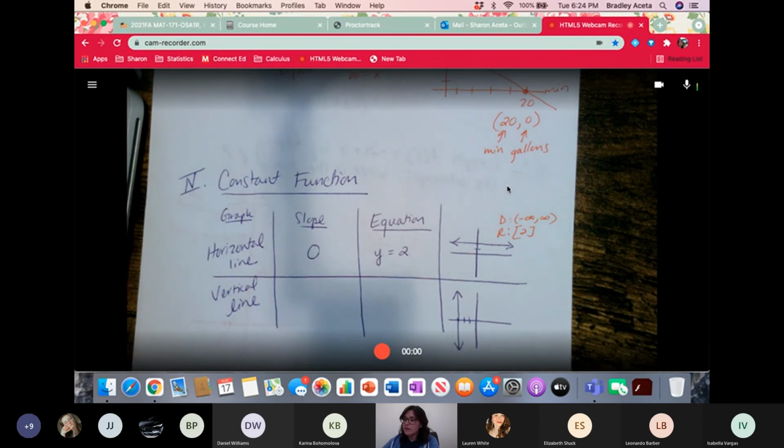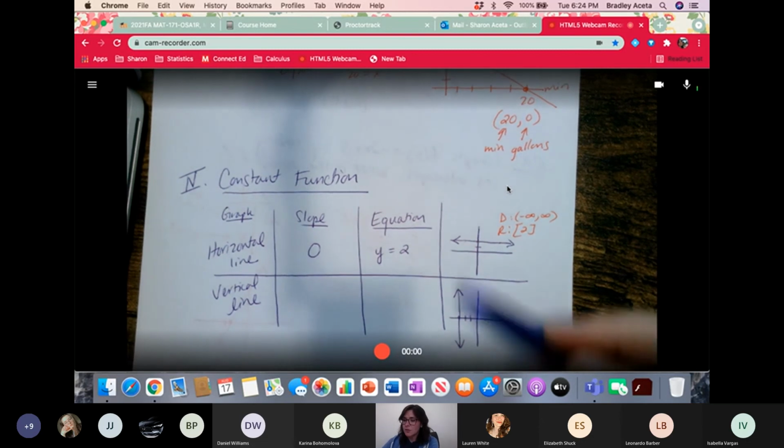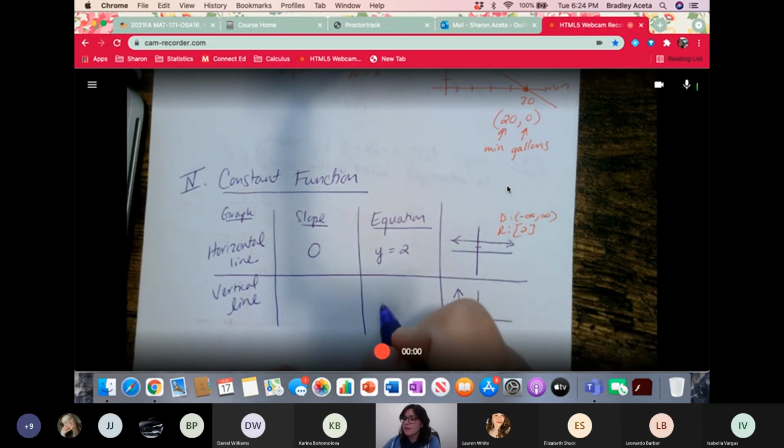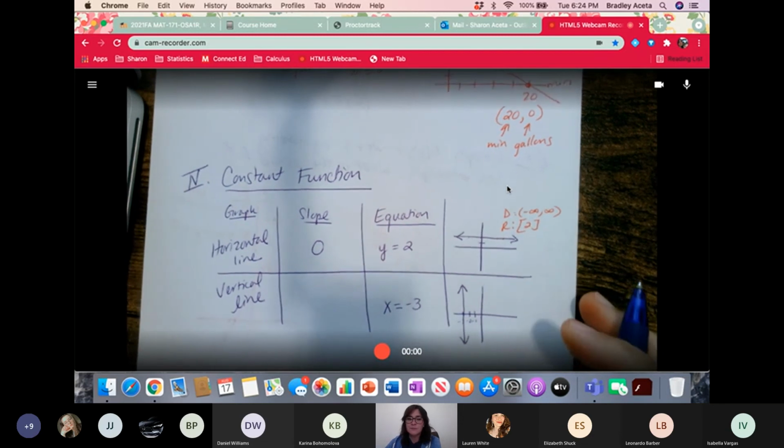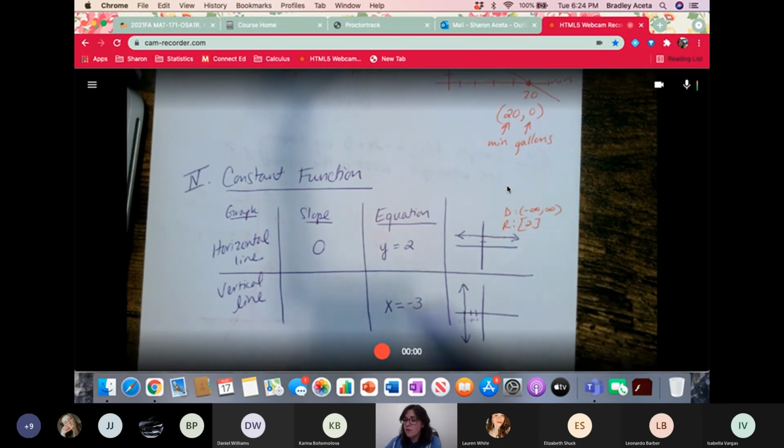And the vertical line, all vertical lines, all straight up and down lines, are written as x equals a number. X equals what? Well, this would be -1, -2, -3 on the x. So x equals -3. The slope of all vertical lines is no slope. Some books say undefined.